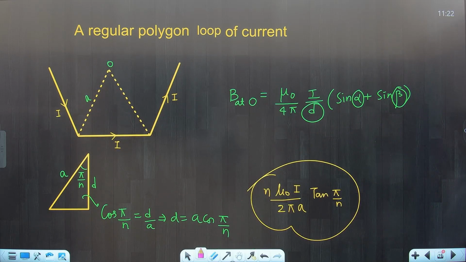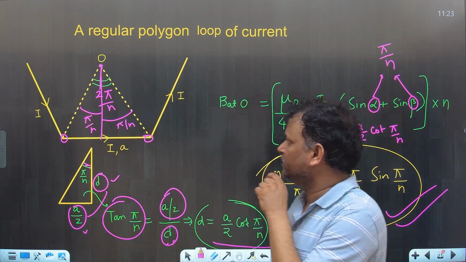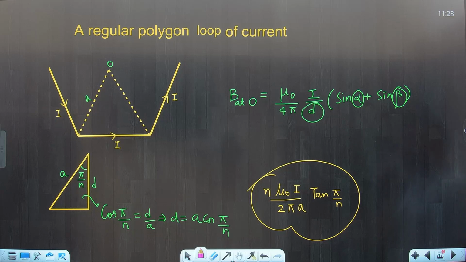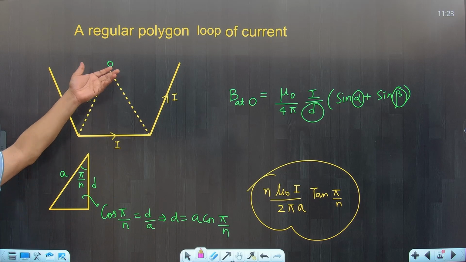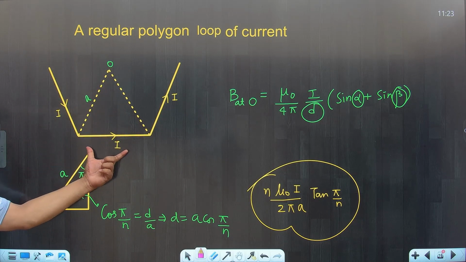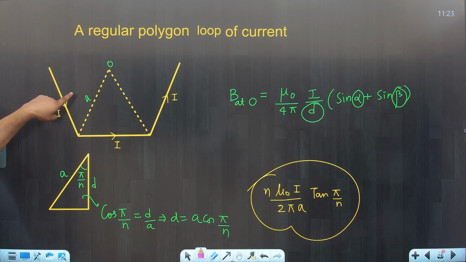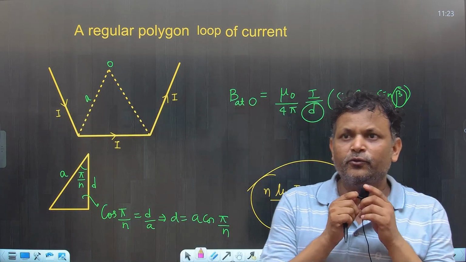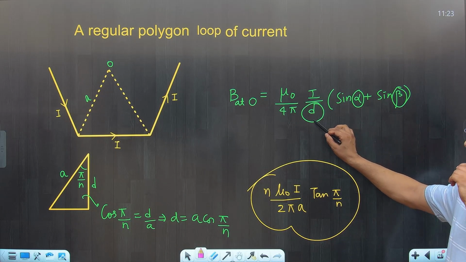Now I'll make a little change in this problem, right? In the earlier problem, a was the side of this polygon. Now I made a little change. There is another problem. This is a regular n-sided polygon, whose side is not A. The distance of the center from the vertex is A. You have to find the magnetic field at O. So obviously you will write again the same formula due to the same conductor. It is mu naught by 4 pi I by d, sine alpha plus sine beta. What will be d here?